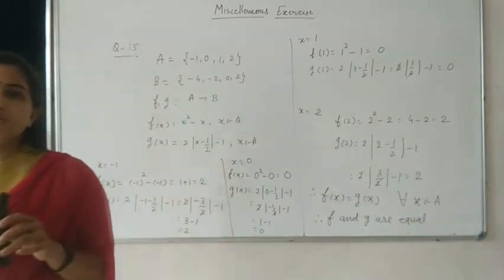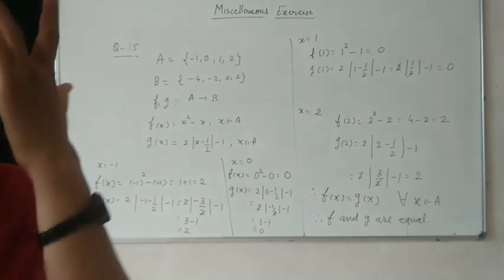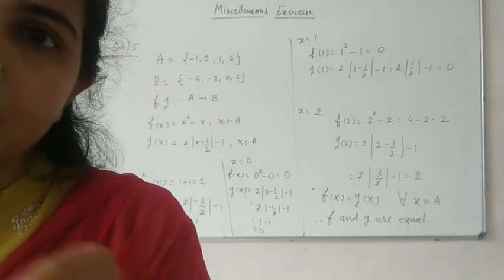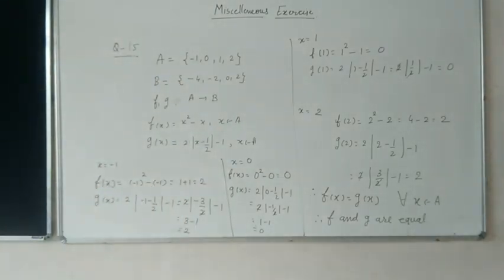You can see this. This is your question number 15. So with this, all the questions of the miscellaneous exercise are covered. Now the remaining part is the MCQs of the chapter. So we will see the revision according to that. Till then, you can see these questions again.